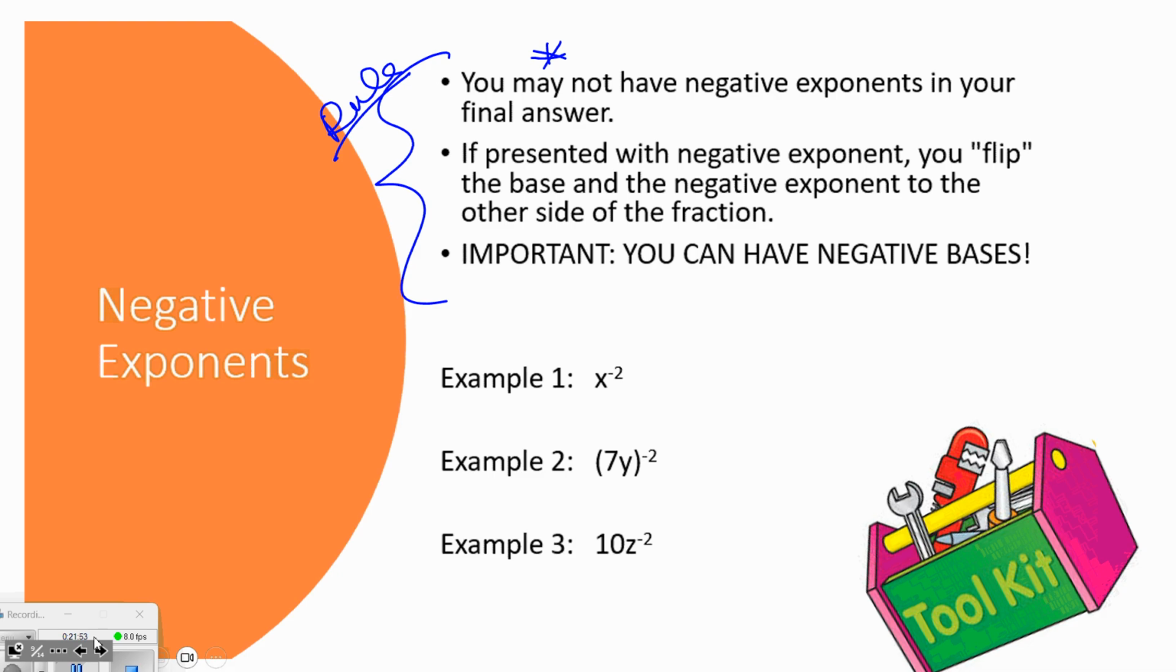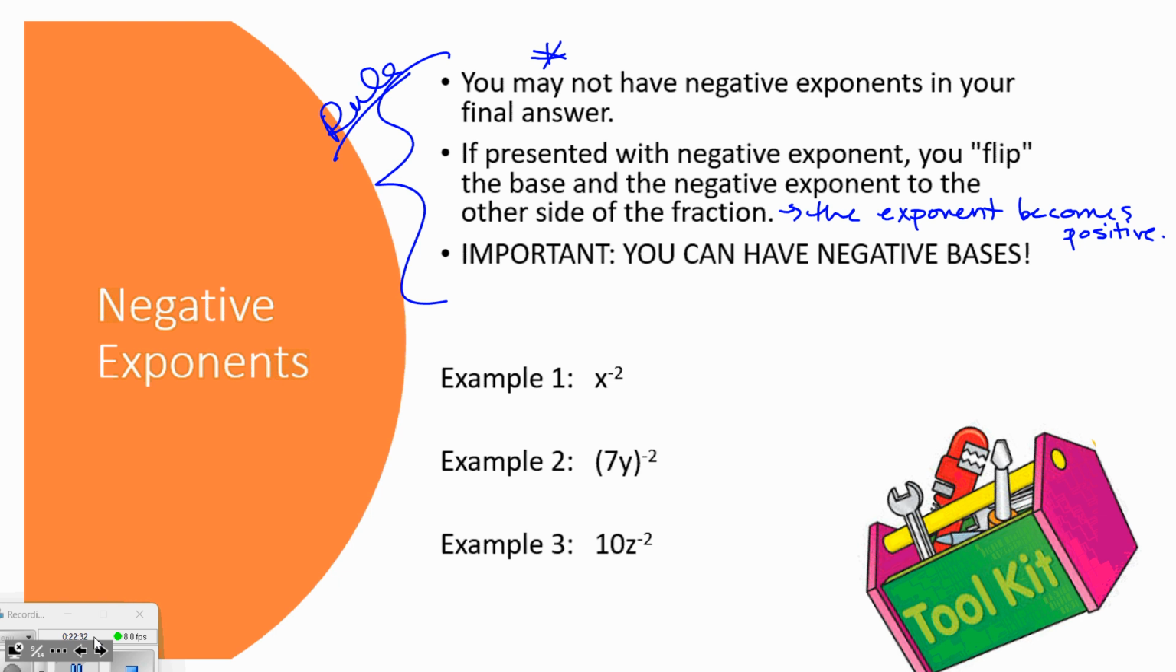When you have a negative exponent, you're going to flip the base and the negative exponent to the other side of the fraction. And then the exponent actually becomes positive when you flip. And here's an important note as well. You can have negative bases, and I'll show you what I mean by that in just a second, okay? But pause the video if you need to copy down this rule for a second. And then let's try some example problems.